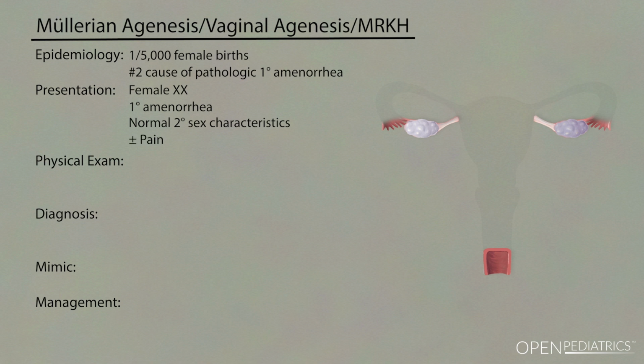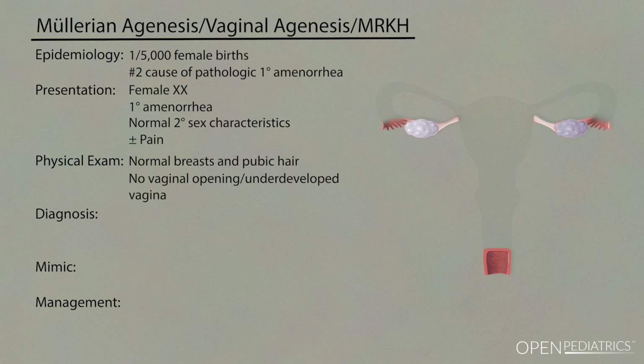There is usually no pain, but if uterine remnants are present and there is active endometrium, there can be cyclical abdominal pain. On physical exam, one would see normal breast and pubic hair development with no vaginal opening or an underdeveloped vagina proximal to the hymen. Pelvic ultrasound can be used for diagnosis, with MRI as the gold standard for determining uterine presence, size, and anatomy.